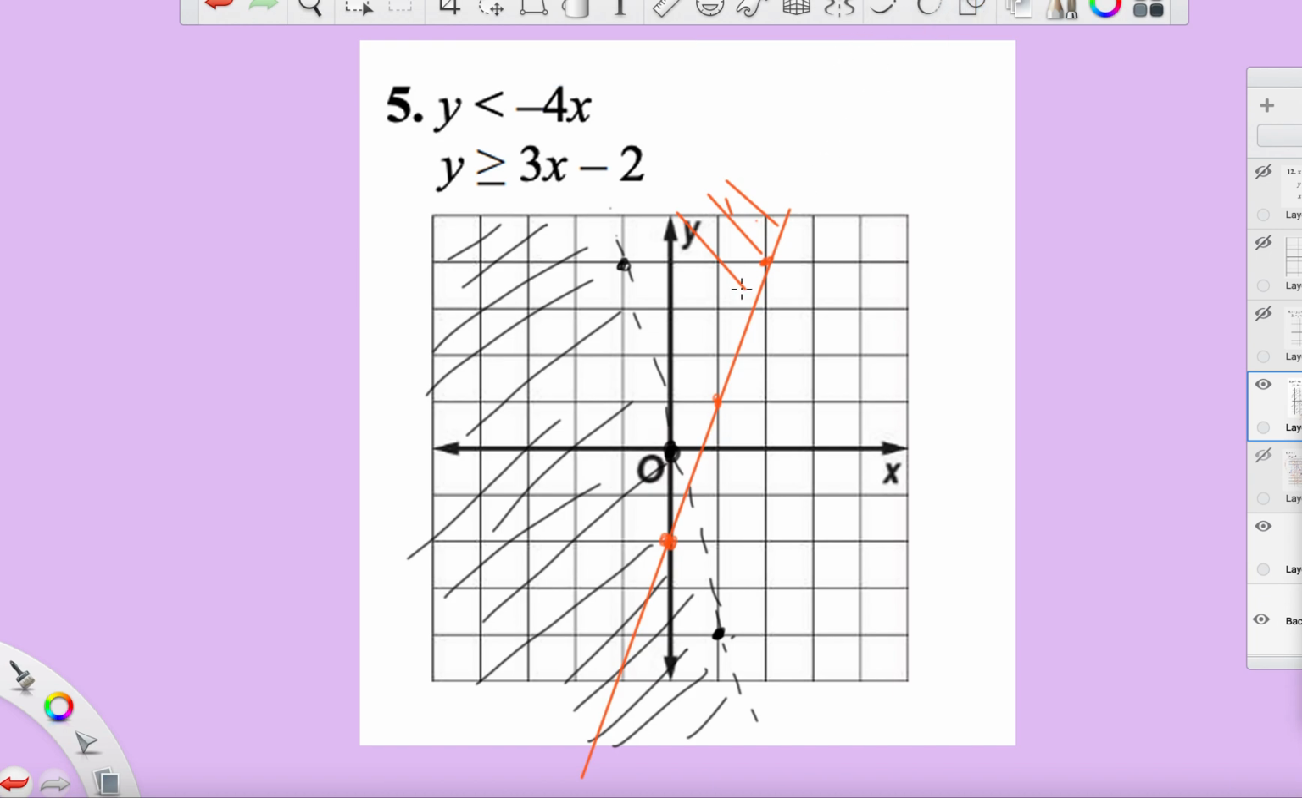Oh, get rid of this guy. All right. So everything. Let's see if I can use a darker color to show it. Everything within this region is a solution to that set. Cool? Okay. And that makes sense. Sound good? All right. So we'll move on.